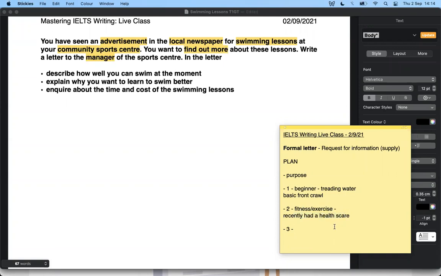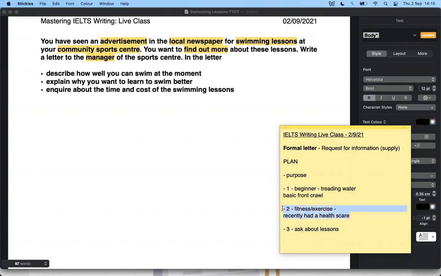Now, inquiring about the time and cost of the swimming lessons, this is the most basic paragraph. It really just requires you to paraphrase. You're not trying to think of any ideas here. You're just doing what they're telling you to do. You're just saying, I would like to ask about the schedule and the prices of the swimming lessons. There's not really much more you can say here. So just ask. That's what I mean by paraphrasing. Instead of time, you might say schedule. Instead of cost, you might say price, etc. Ask about lessons. We'll just leave that there.